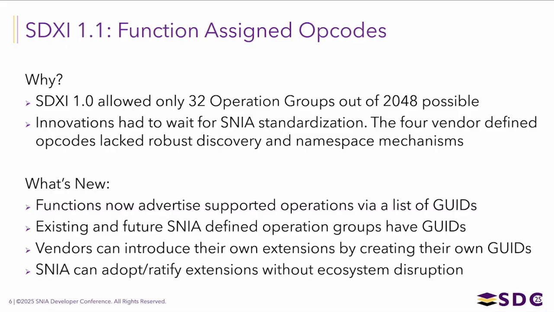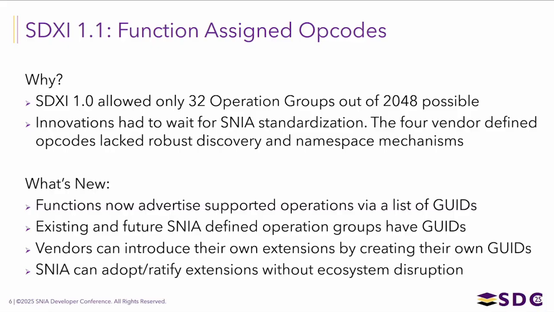And of those 32 opcode groups, 4 were reserved for vendor usage, leaving 28 available for SNIA definition. Taking a step back, that's kind of constraining. As we add new opcodes, we exhaust that space fairly quickly. And when it came to the vendor-defined capability, the option for vendors and researchers to innovate, that was very limiting.